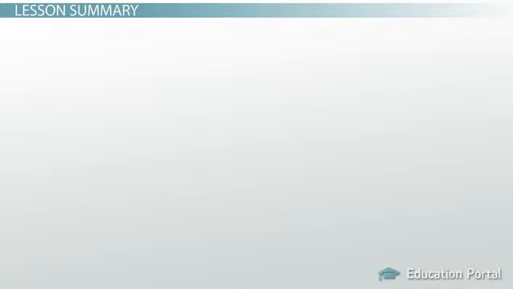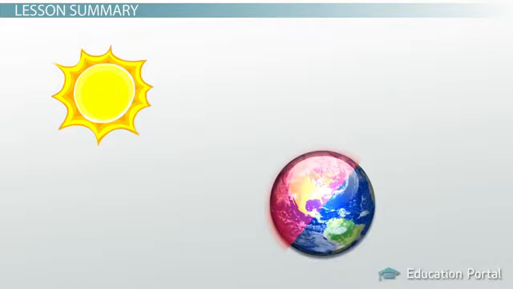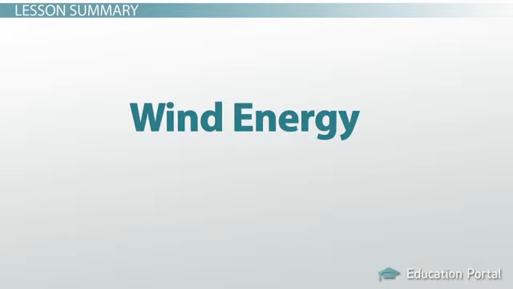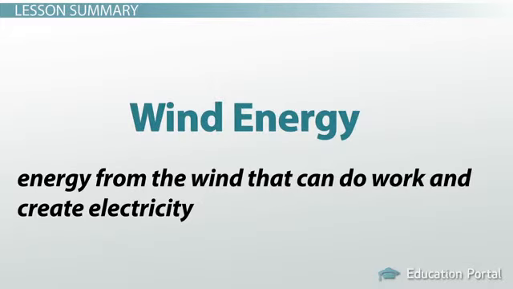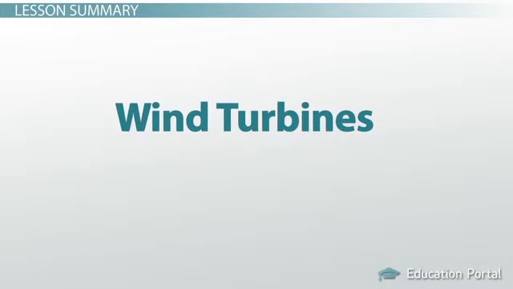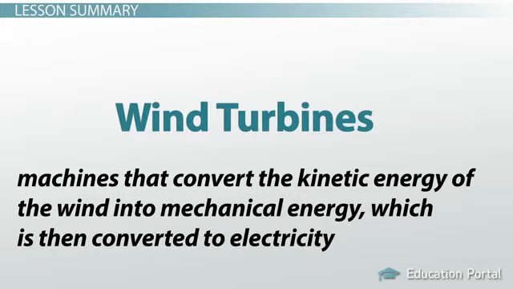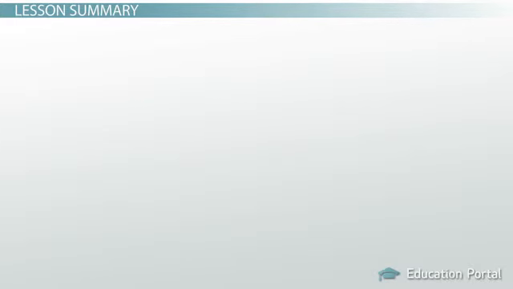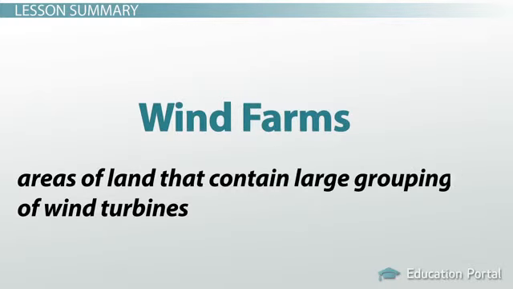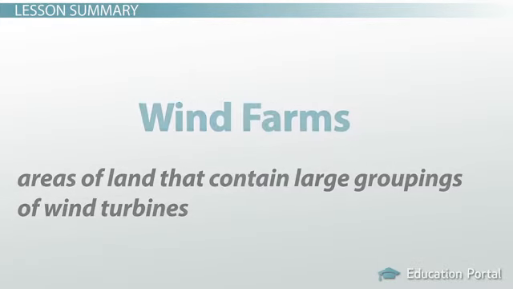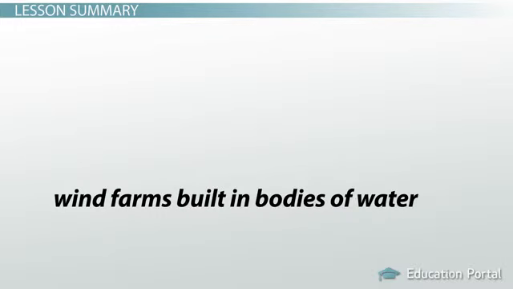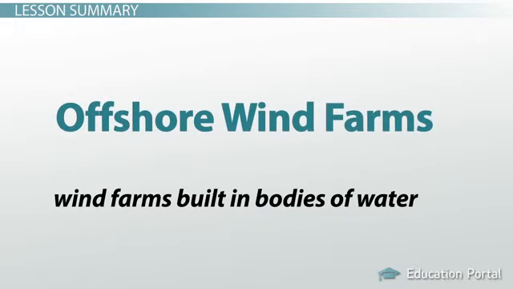Let's review. Wind is created because the sun unevenly heats the surface of the earth. By harnessing the wind, we can generate wind energy, which is energy from the wind that can do work and create electricity. To capture wind energy, we use wind turbines. Wind turbines are machines that convert the kinetic energy of the wind into mechanical energy, which is then converted to electricity. Wind turbines are often found together on wind farms, which are areas of land that contain large groupings of wind turbines. Wind farms built on bodies of water are referred to as offshore wind farms.